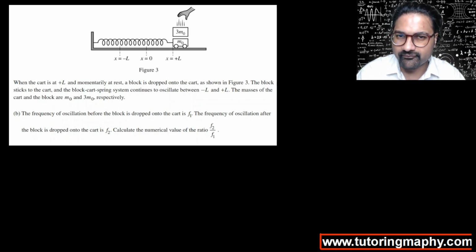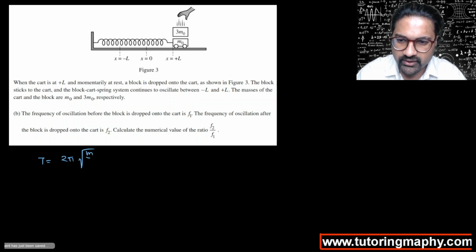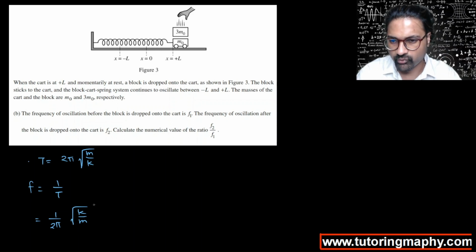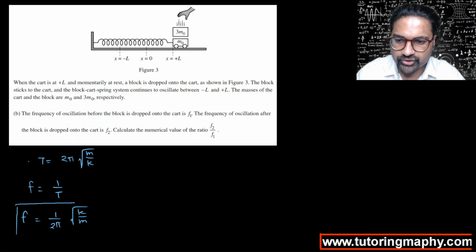Let's remind ourselves, what is the formula for the frequency of a spring mass system? Well, I do remember the formula for the time period. It's 2 pi root m over k. So obviously the frequency is just going to be 1 over T, right? So it's 1 over 2 pi root of k over m, because I just took the reciprocal, right? So 2 pi came at the denominator and m over k became k over m with a square root over it, right? So this is the usual formula for the frequency.